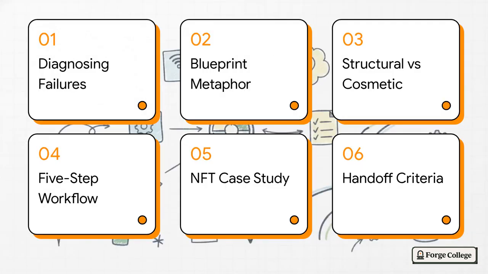Here is a quick flyover of our agenda. We'll start by diagnosing failed integrations, move into our strategy blueprint metaphor, weigh structural versus cosmetic fixes, map out our 5-step workflow, dive into an NFT marketplace case study, and wrap it all up with handoff criteria and execution. Let's get right into it.